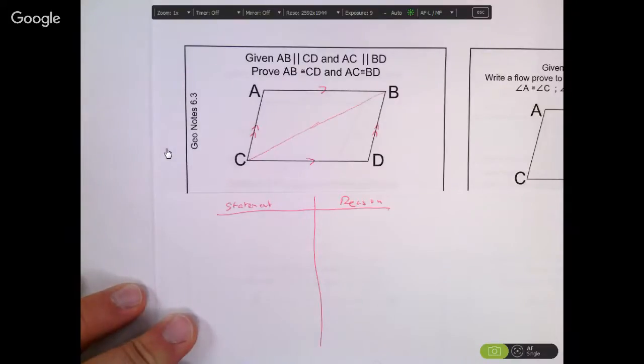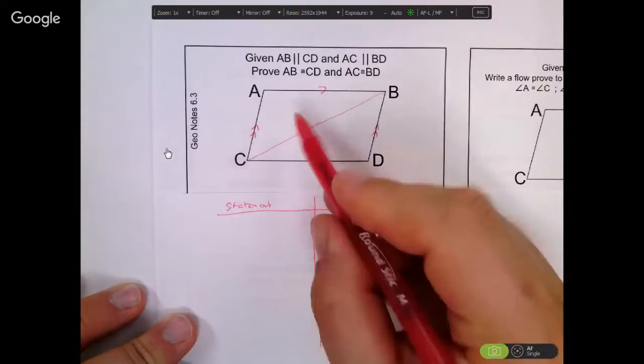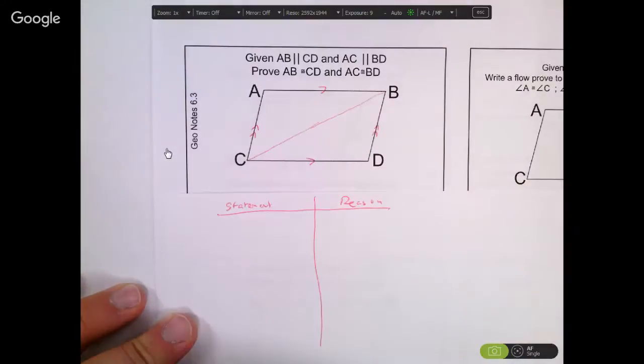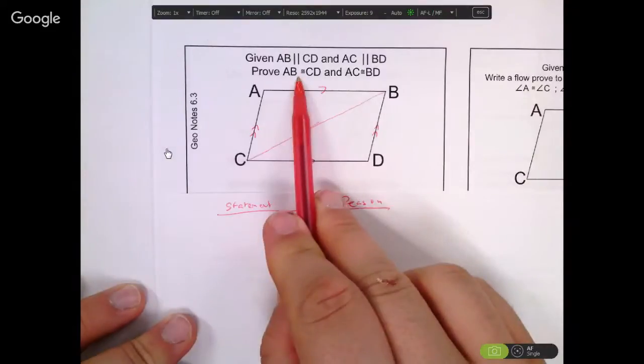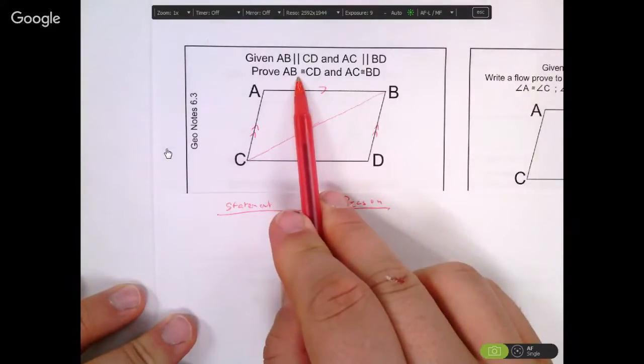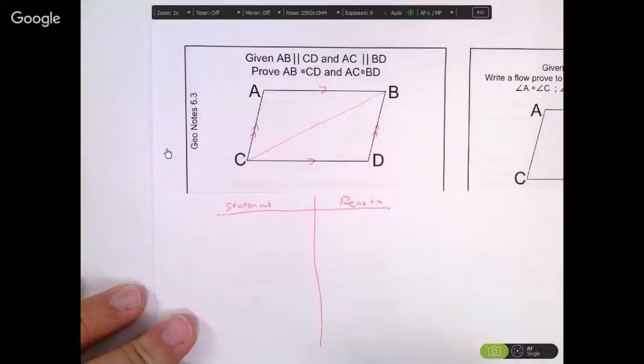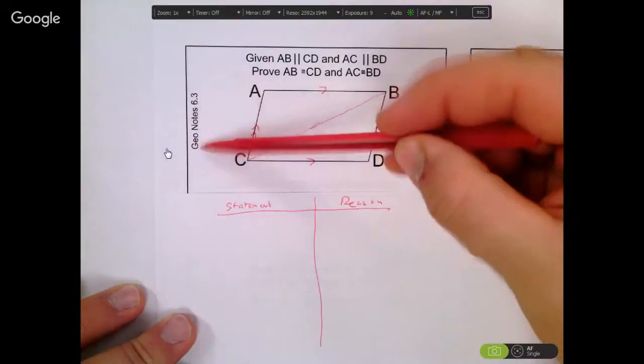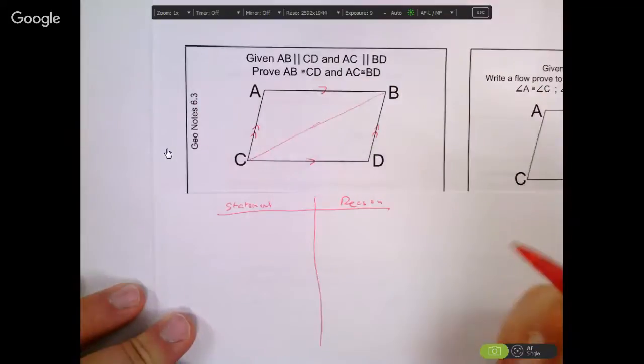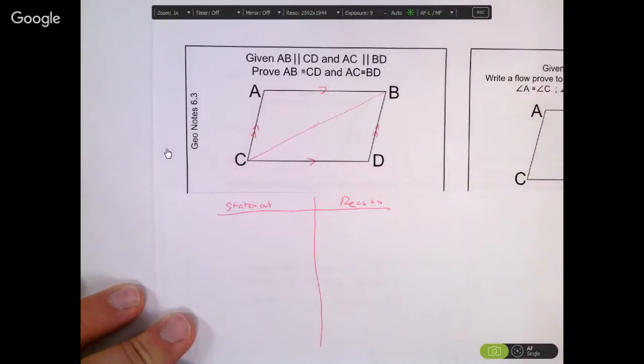Prove that AB is congruent to CD and AC is congruent to BD. So if I can prove that this right here, right under where it says the parallel mark. See right here where it says Geo Notes 6.3. So somebody help me out here.